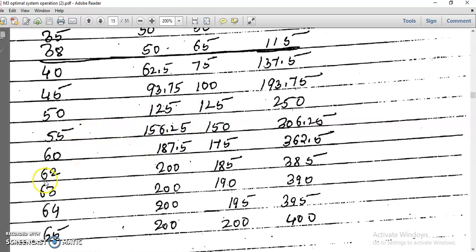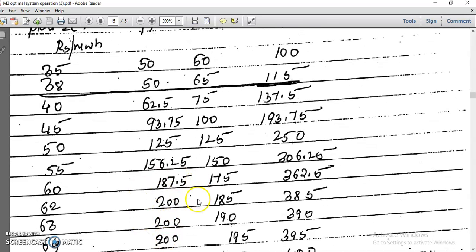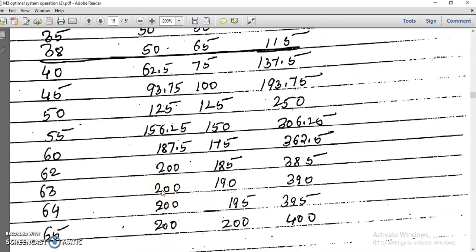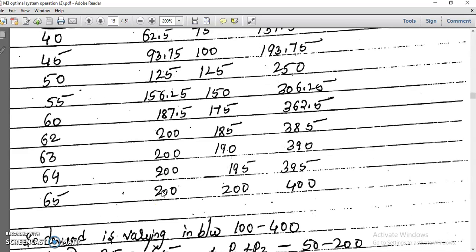Proceed the same way and check it for 62. If it crosses the 200 value, take 200 only. Don't take 210 or 220 like that, don't increase it, because the maximum limit itself is 200. Check it for 63 also. For 63, if P1 is crossing more than 200, take 200 only, because the maximum limit itself is 200. So up to 65 you have to do.